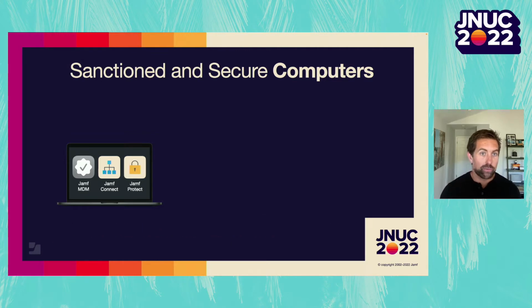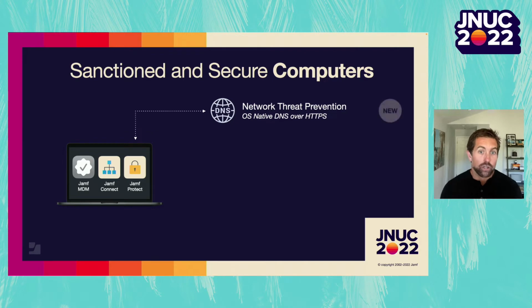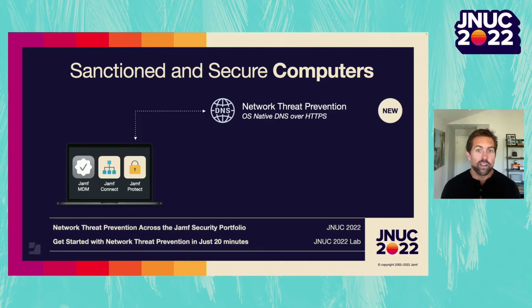Next, you deploy Jamf Protect, also zero-touch deployed through Jamf MDM. This keeps Macs safe from malware and suspicious activity while keeping an eye on device compliance state. And new this year, we're introducing Jamf Protect Network Threat Prevention. This is our new DNS over HTTPS-based service that integrates natively with macOS to protect endpoints from network-based attacks. We are really excited about this new capability, so be sure to check out these sessions to learn more about it, because it is a real game changer when it comes to macOS network security.